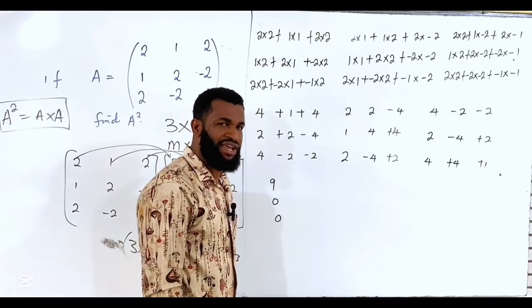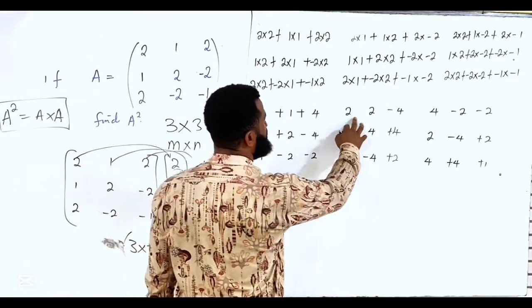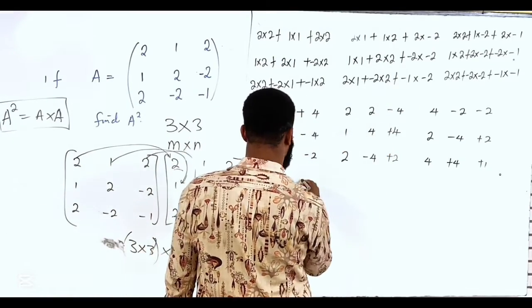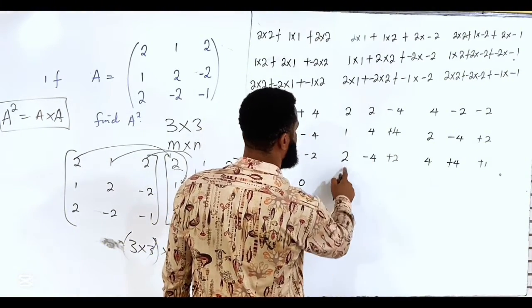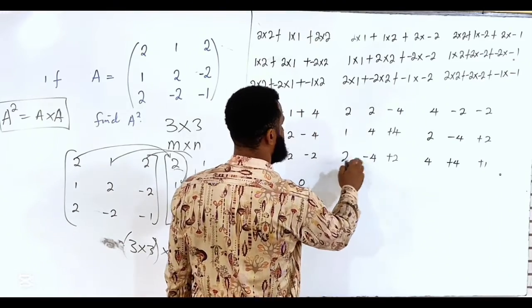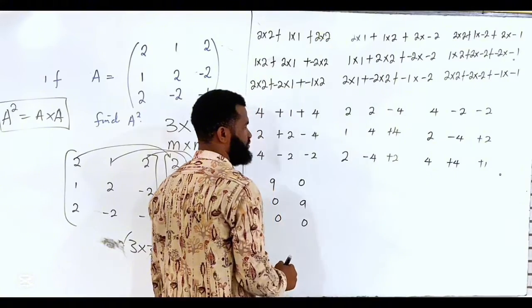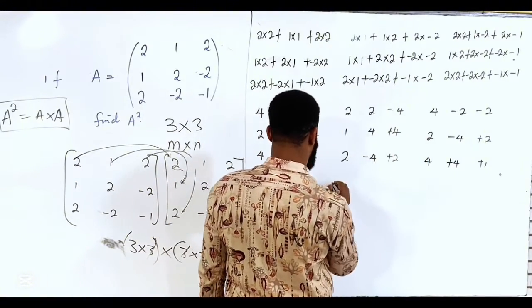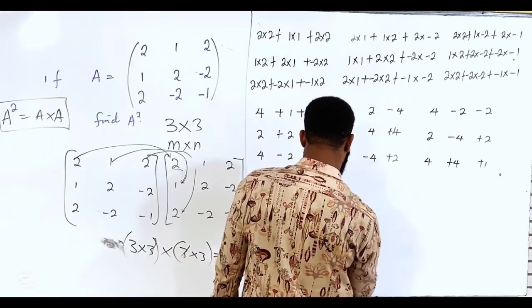You know what it's looking like? That is a rule I'm going to let you know at the end of this lesson. So 2 plus 2, 4. This is 0. This plus this, 9. This is also 0. This is going to be 0. This is going to be 0. And this is going to be 9.